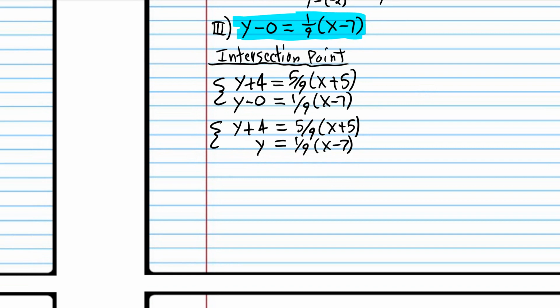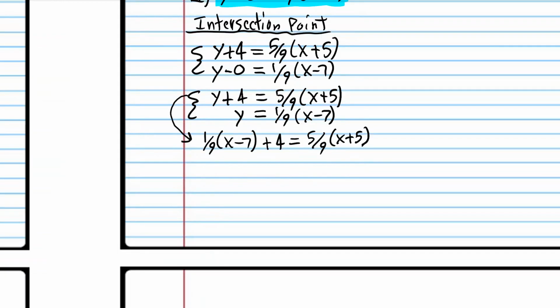So now we're going to rewrite the equation where y is not solved for, but instead of y, we're going to plug in what the bottom equation tells us y equals. So we have 1/9 x minus 7, we're plugging that in for y, plus 4 equals 5/9 times x plus 5. And now we just have to solve that equation.